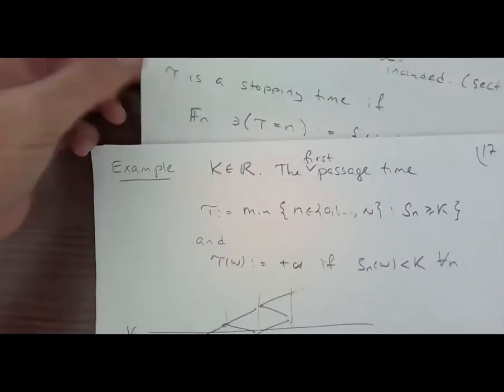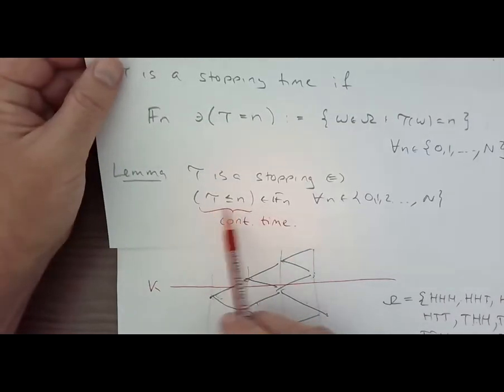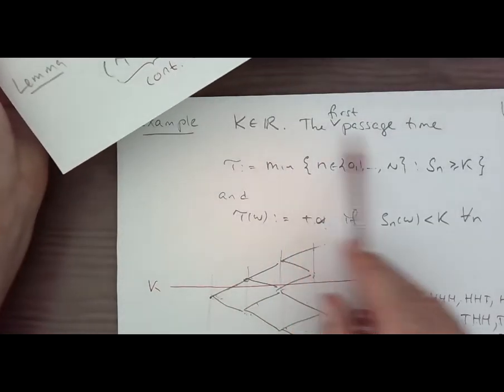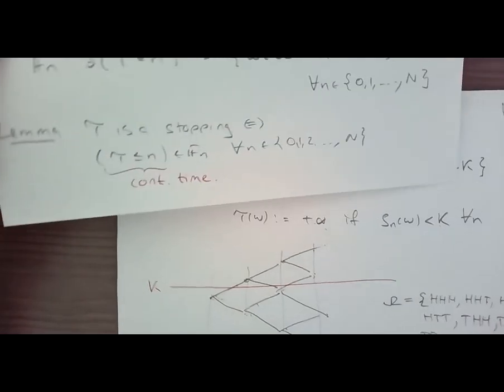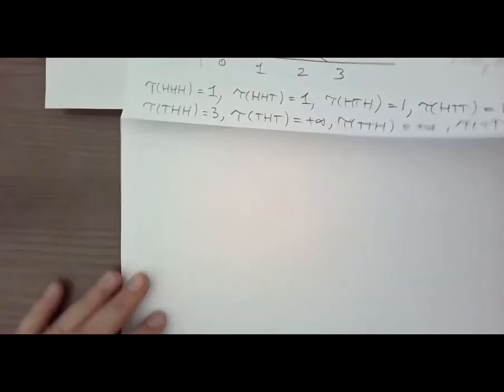So how would one see, not in this specific example, but just in general, how would one see that you have a property of this sort for the first passage time? Yeah, how would one see that?